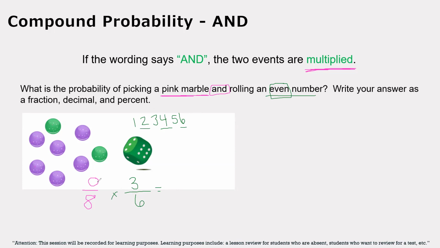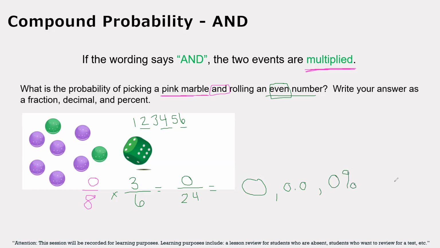When we multiply this fraction, 0 times 3 is 0. 8 times 6 is 24. And then if we have 0 pieces out of 24, that simplifies to just be 0. And then there's not really a decimal version of 0. It literally is just 0. But I mean, if you wanted to, I guess you could put 0.0. And then the percent version would be 0%.